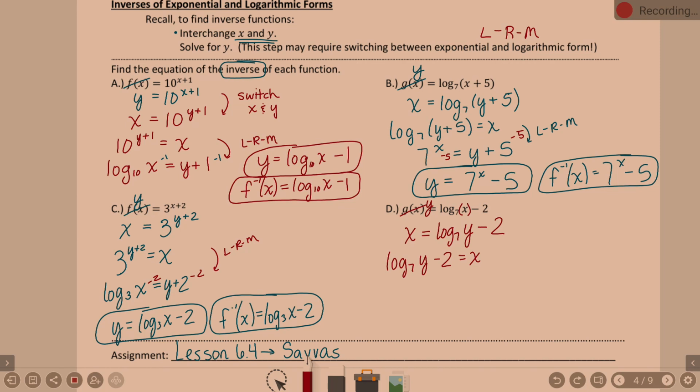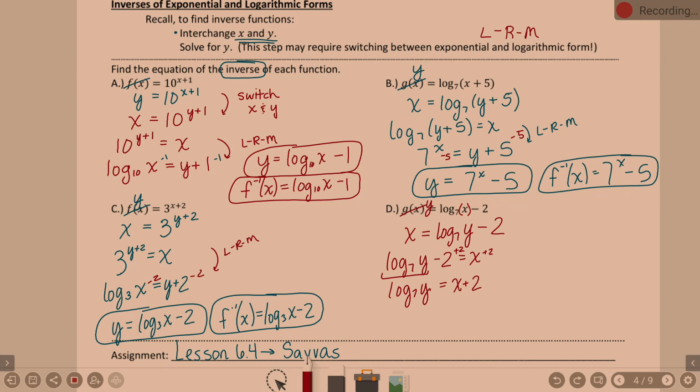So before you can do a left, right, middle, this log has to be by itself. How are we going to get it by itself? We're going to add 2. So then we have log base 7 of y equals x plus 2. Okay, so slight catch there you have to watch out for.